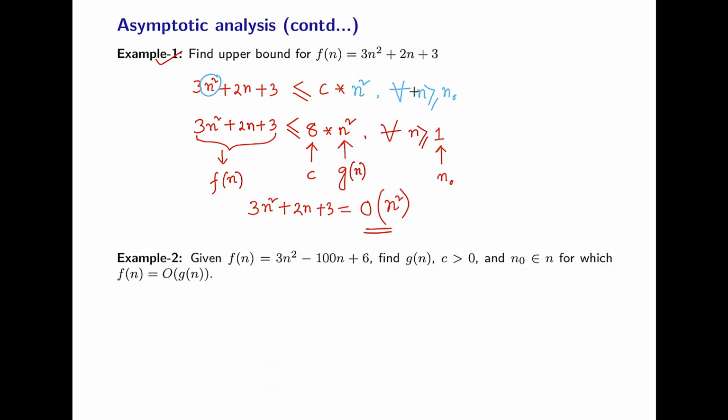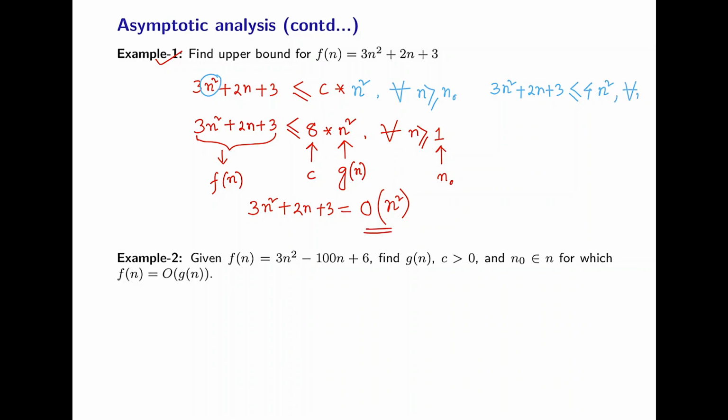Now you see, a very interesting thing. Here, let's say I am going to put different values of C. Let's say 3n square plus 2n plus 3. Can I write like that? 3n square plus 2n plus 3 is less or equal than any c. So let's say, for example, I'm going to write the value of c as 4. For that also it will be true, 4n square.